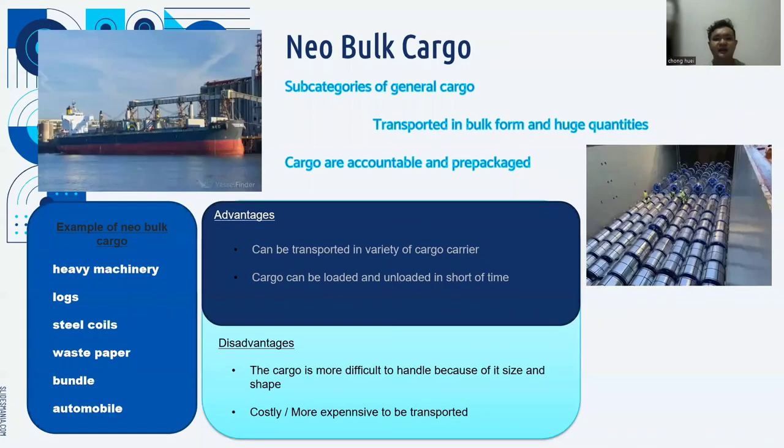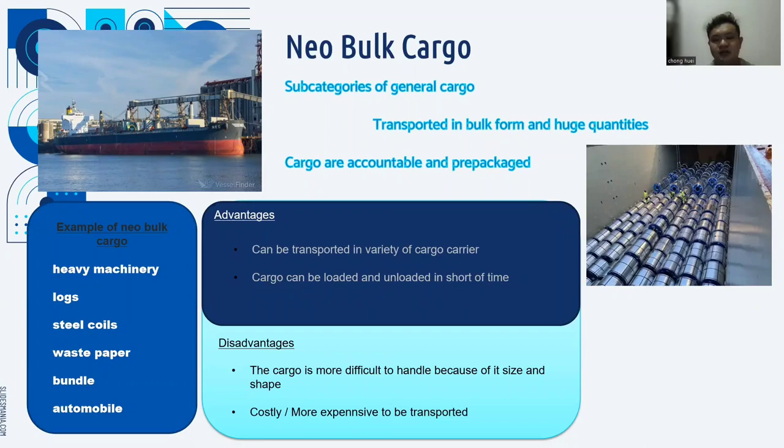So we're going to the next, which is the neo bulk cargo. Neo bulk cargo is a subcategory of general cargoes, which is transported in bulk form and in huge quantities. The cargo is accountable and pre-packaged. Examples of neo bulk cargo are heavy machineries, logs or lumbers, steel columns, waste paper bundles, and also automobiles.